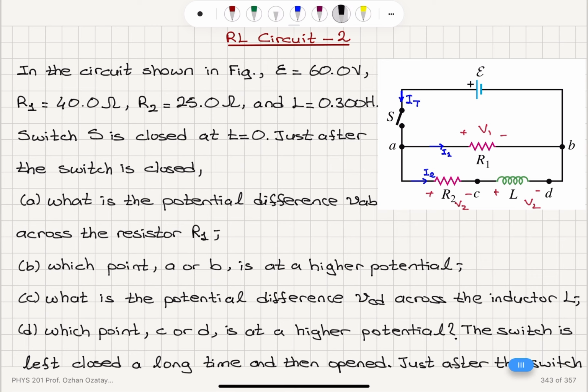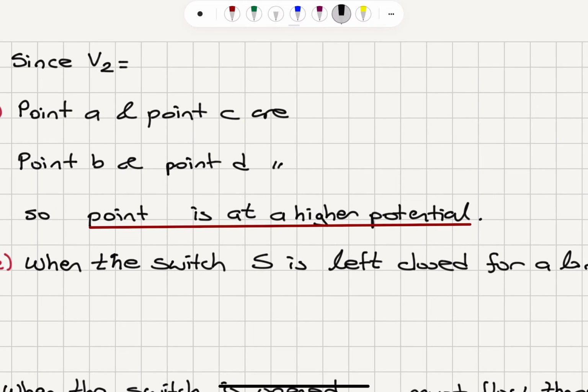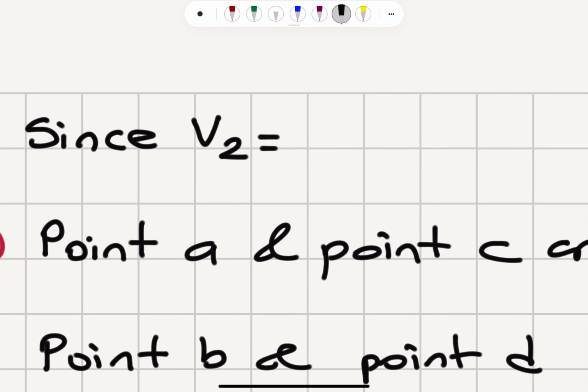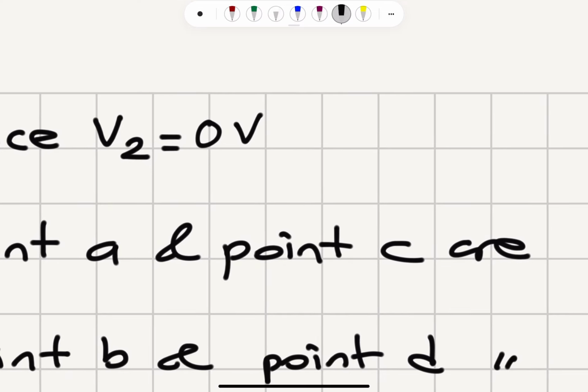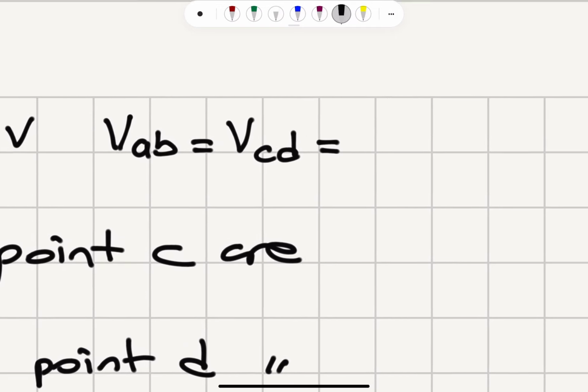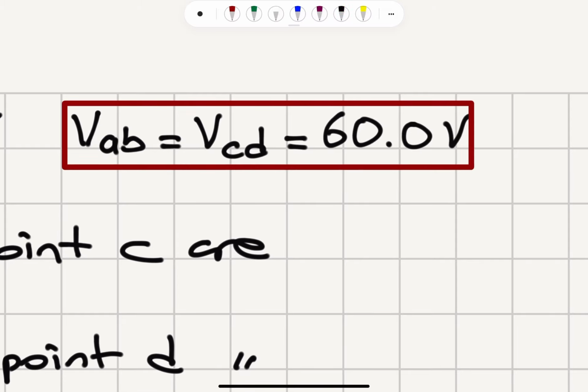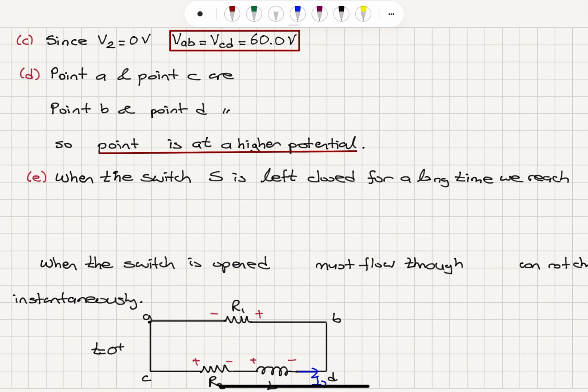Part C: what is the potential difference VCD across the inductor L? Well, since there is no voltage drop across R2, VCD is simply equal to VAB. Since V2 is equal to 0 volts, we must have VAB equal to VCD, which is the supply voltage, 60 volts. So that's what we should have.